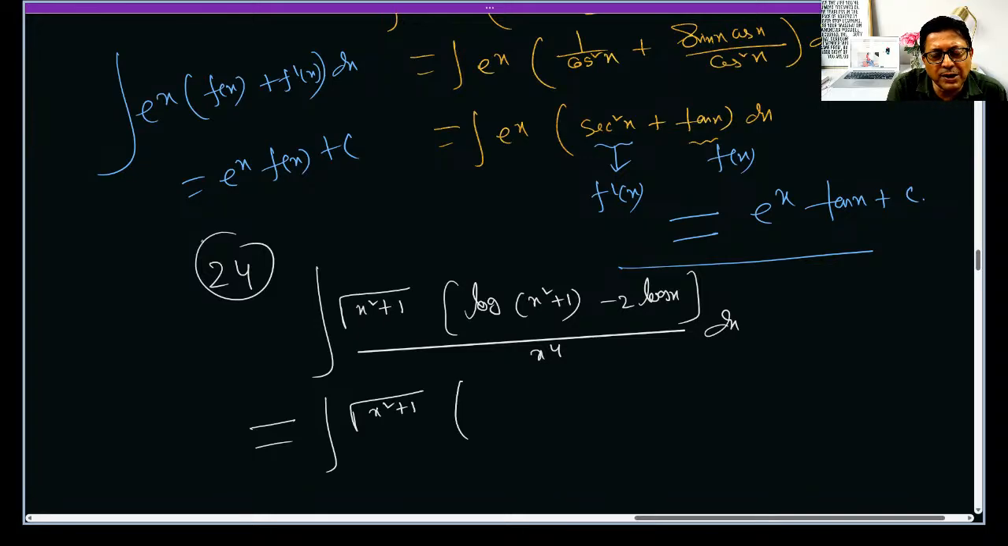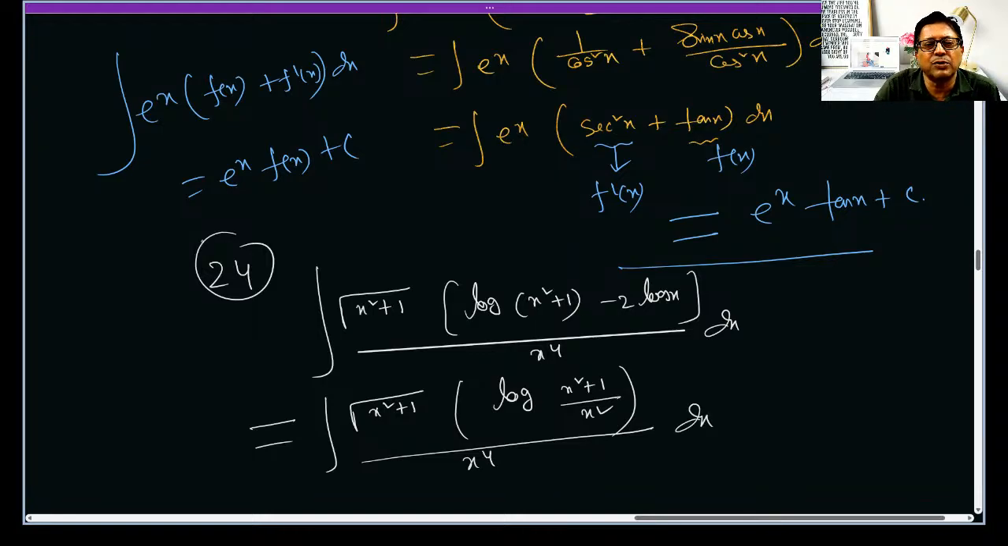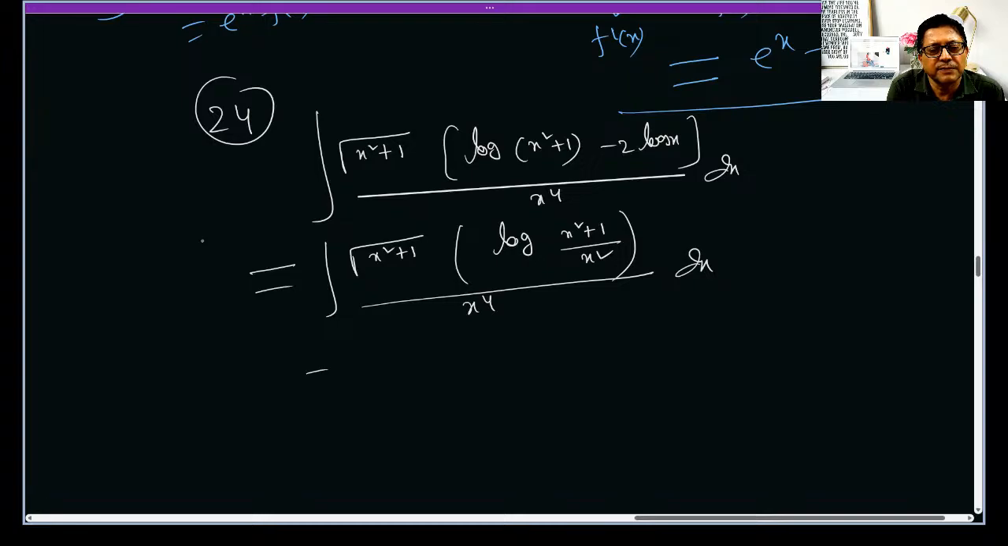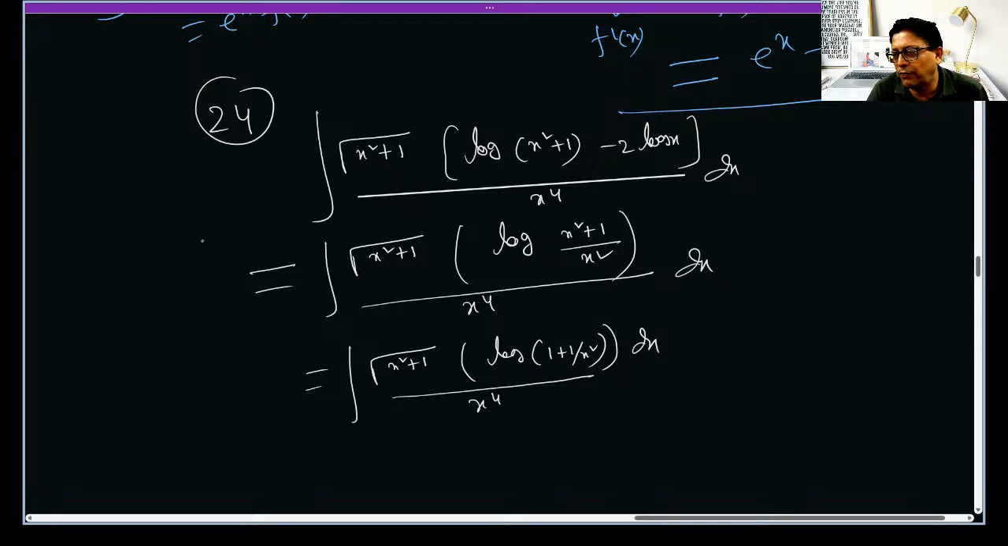Root over x square plus 1 log of x square plus 1 by x square, and this thing is x to the power 4 dx. Under root x square plus 1 log 1 plus 1 by x square dx by x to the power 4. Okay.